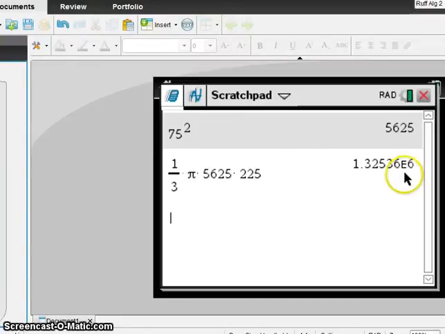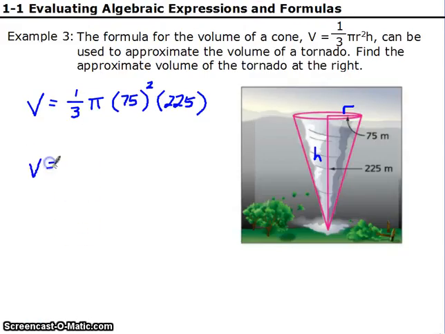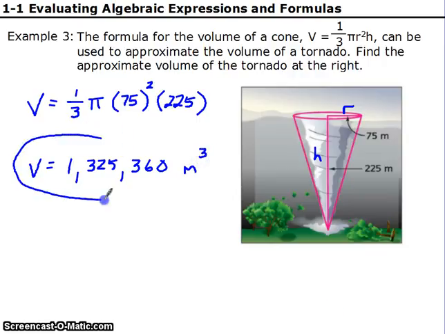And we get this. This is in scientific notation because that's what the E means. It means times 10 to the 6th power. So we want to move that decimal that many places over. So it's 1.32536, that's 5, and then we put a 0 on the end. So it's 1,325,360 meters, and volume is cubic. So 1,325,360 meters cubed.